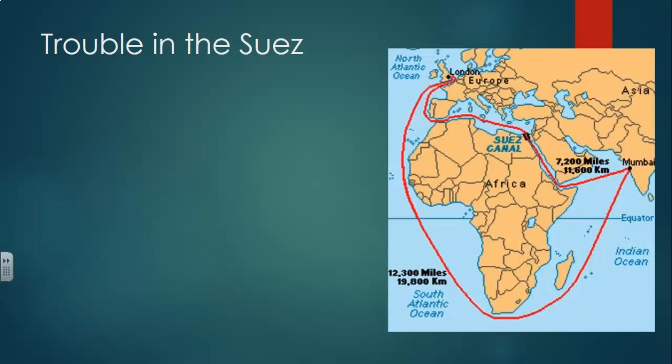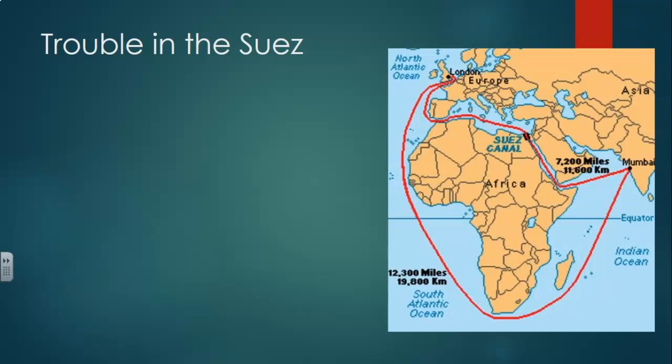All right, let's talk about some of the problems in the Suez. Now, in order to understand the problems in the Suez, you first need to understand the importance and the significance and history behind the Suez Canal. So you can see it right here on the map. Now, the Suez Canal is built in the 1800s across Egypt, connecting the Red Sea to the Mediterranean Sea.